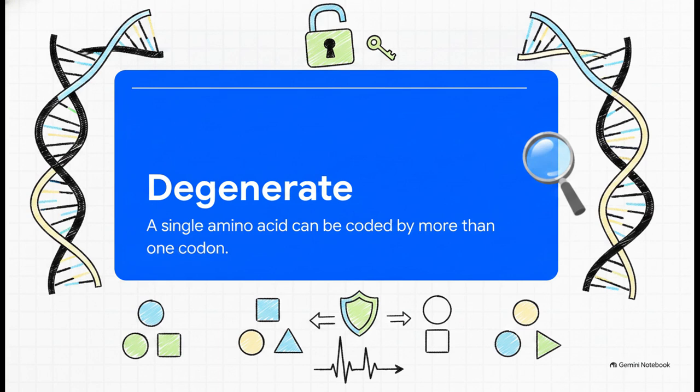Because we have 64 functional codons, but only 20 amino acids, it means multiple different codons can actually code for the exact same amino acid. This degeneracy acts like a built-in evolutionary shield. It gives our genetic language a ton of vital redundancy to protect us from accidental errors.